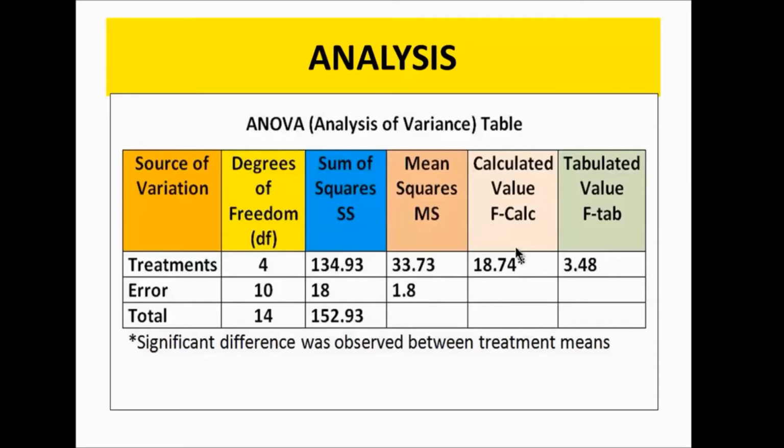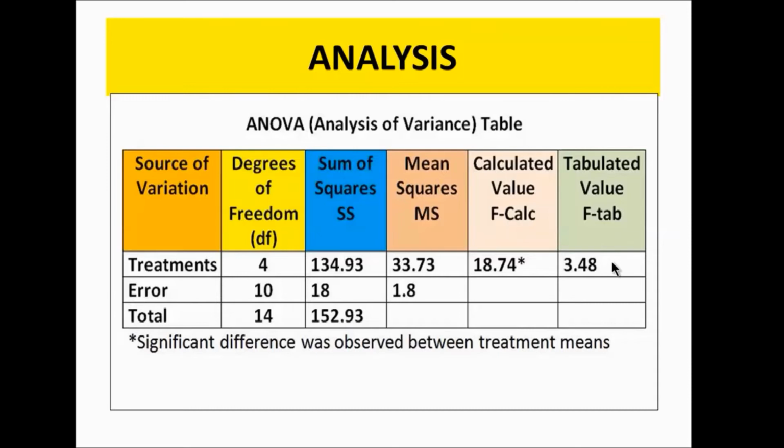How do we get the calculated value, or F calculated statistic? That will be 33.73 divided by the MS error, 1.8, and you'll obtain 18.74. We have the tabulated value, or F tab. This tabulated value is obtained in the table. We call it the F table of significance, and we'll be using, by the way, an alpha level of 0.05.